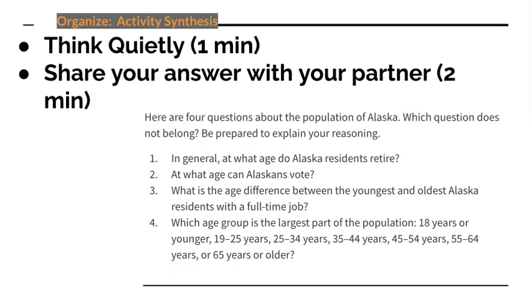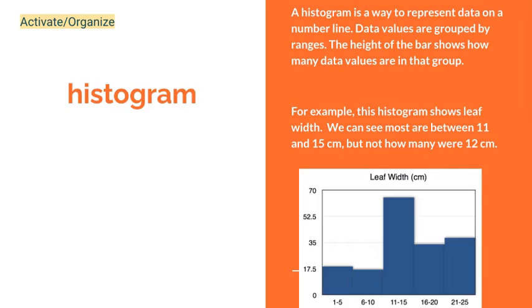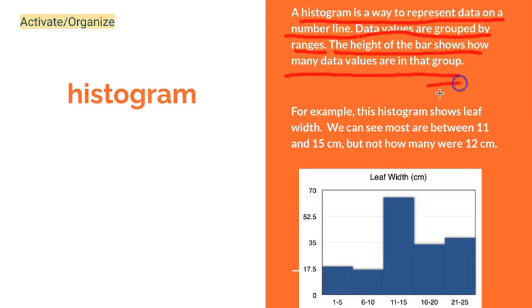Okay. So we're going to talk about histograms today. So let's get this jotted down real quick. A histogram is a way to represent data on a number line. This is the key part. Data values are grouped by ranges, and the height of the bar shows how many data values are in that group. So group is kind of the big thing here.